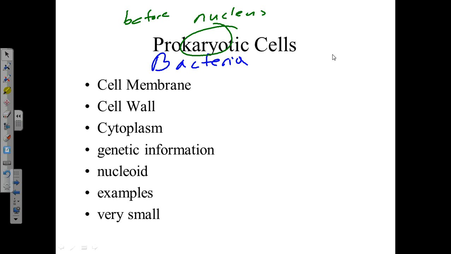But let's talk about what a bacterial cell looks like. First of all, it has a membrane, like all cells. And we said the job of the membrane is to do what? Keep things in there. Let some things in, keep some things out.